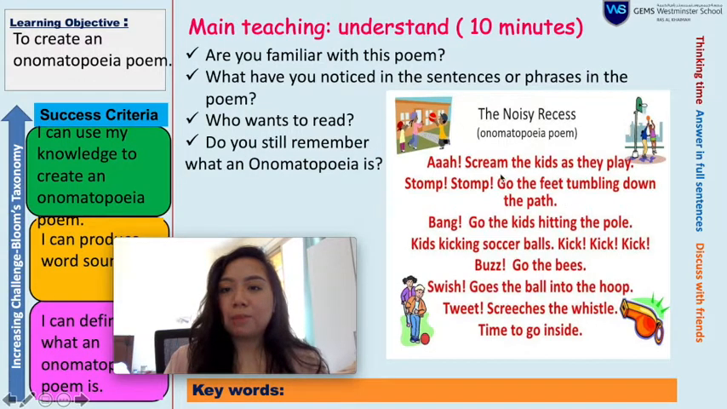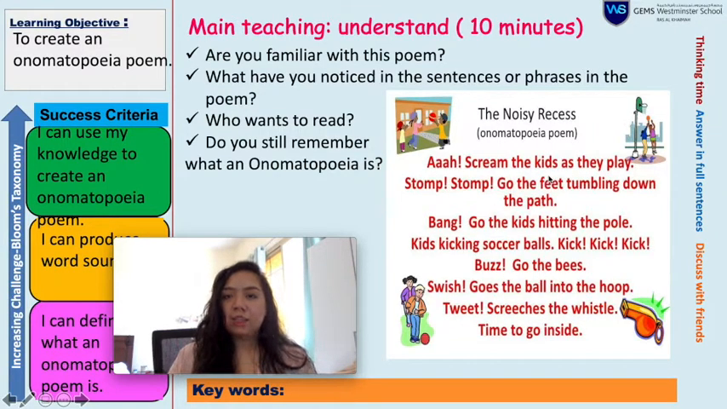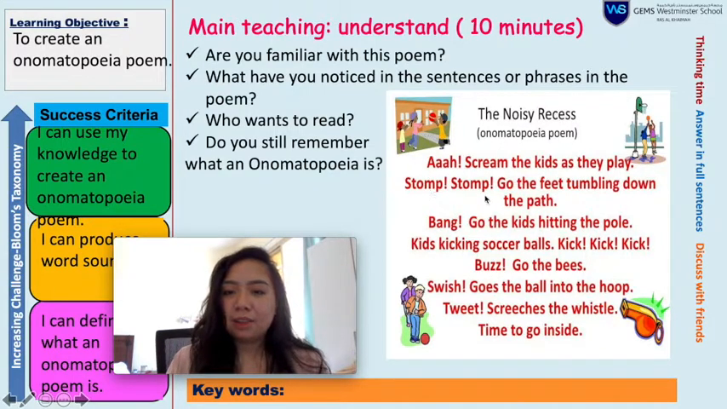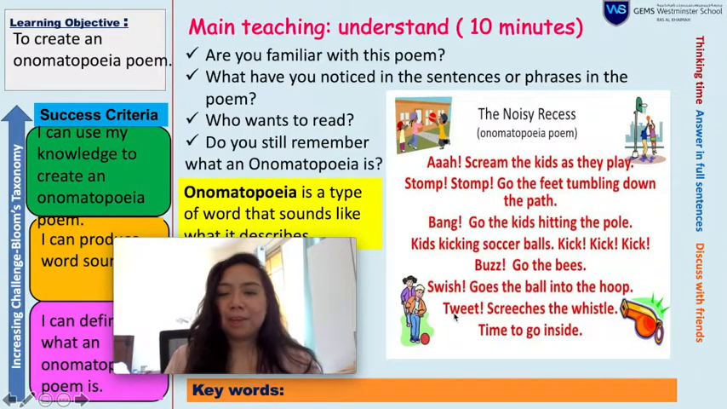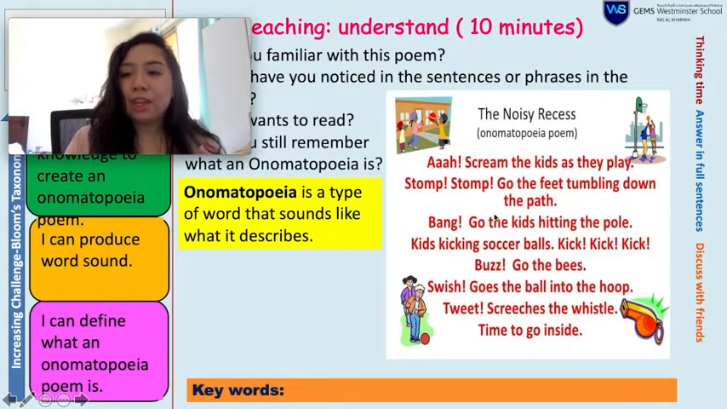Okay, so this poem is called The Noisy Recess. Now what you notice in the sentences or phrases in the poem. So look at the beginning of it. Look at these first words again. The first words over here, the last words over here, and this one. I'm going to give you 3 seconds to think about the things that you notice on this poem. Okay, that's correct. All these words are sounds, and that's what you mean by onomatopoeia. And over here, instead of just writing different sentences about anything, all these phrases and sentences together are under one topic or title called The Noisy Recess, and that's what we're going to do today.